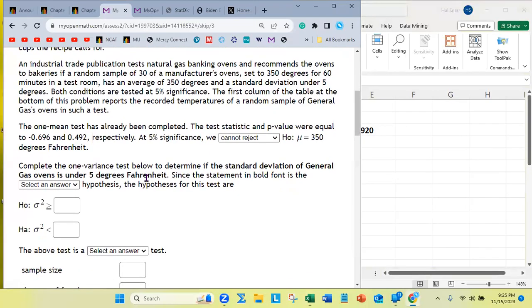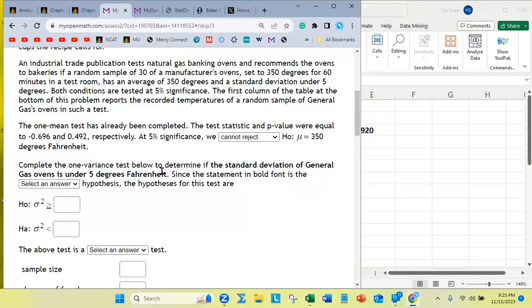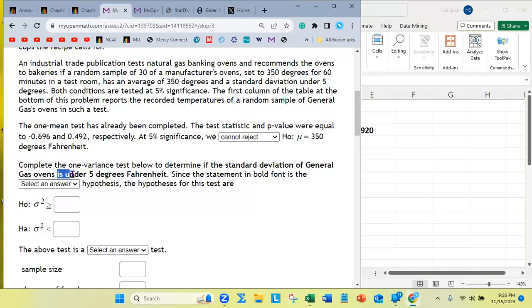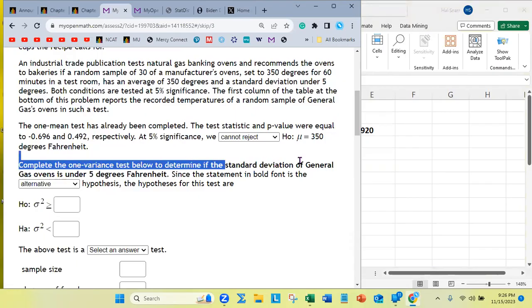right? Now we're going to complete the one variance test to determine if the standard deviation of general gas ovens is under 5 degrees Fahrenheit, right? Now, this statement is the statement in bold font. The standard deviation, which is sigma, which we cannot know, is less than 5 degrees Fahrenheit. Well, that's the alternative hypothesis, except in order to be the alternative hypothesis, we have to square this, right?